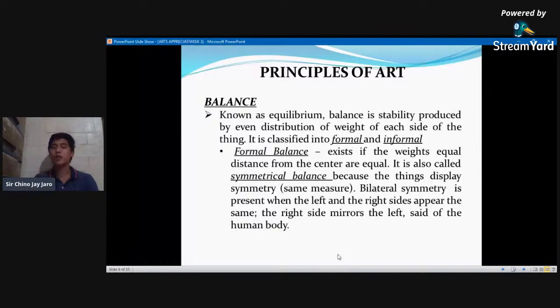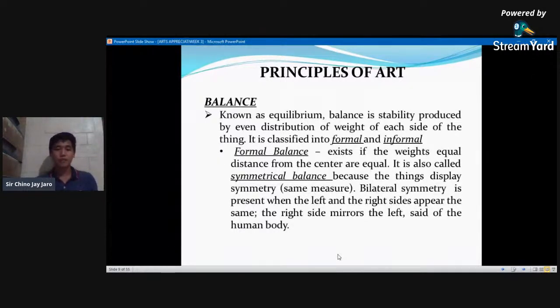No? May mga picture tayo na example na kung saan papakita ko sa inyo kung ano ba yung pinagkaiba ng dalawa. Formal balance muna. Formal balance exists if the weights of equal distance from the center are equal, no? From the center, side to side, from left to right, talaga naman, hindi naman hahalintulad na sinasabi natin, pero pantay siya. It is also called symmetrical balance. So, be remember na pag sinabing formal balance, ito po ay nangangahulugang symmetrical balance din. Because the thing displays symmetry, same measure. Pantay po yung kanilang bigat.